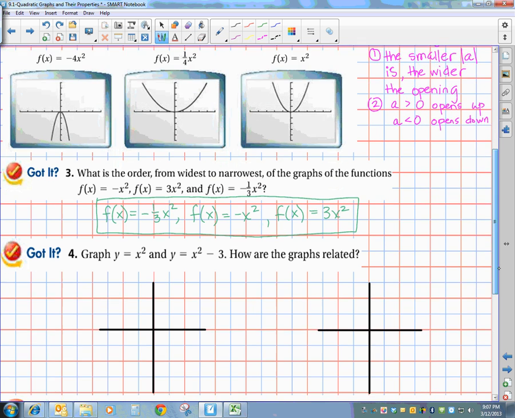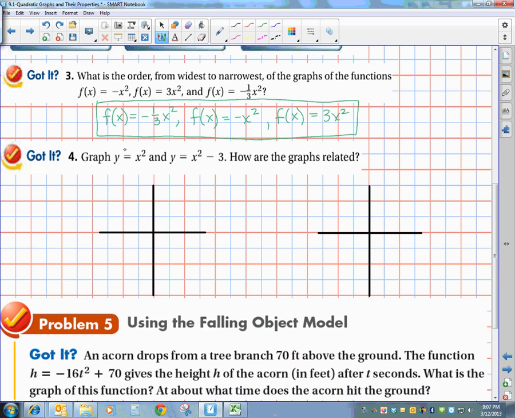Okay, a few more problems and we'll be done. We have to graph y equals x squared and y equals x squared minus 3. So y equals x squared, we've already talked about. That's our key points, x and y. You should know that your vertex is at 0, 0. And my key points are 1, 4, and 9. So I start with my vertex at 0, 0. I go over 1, I go up 1.